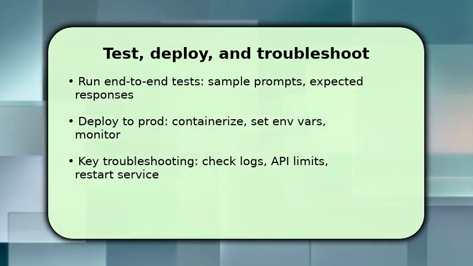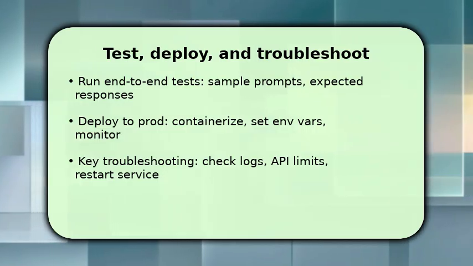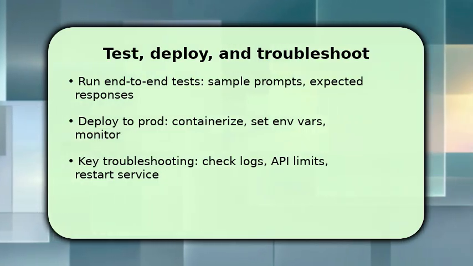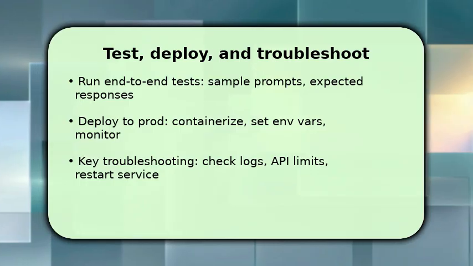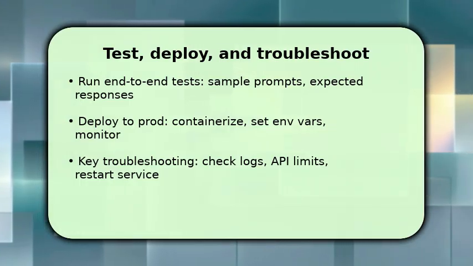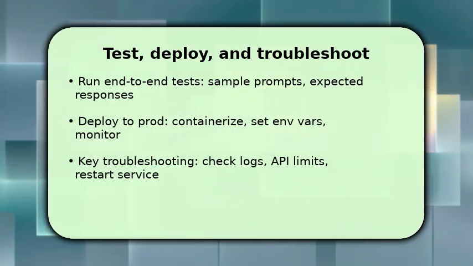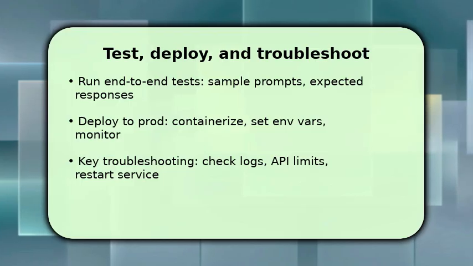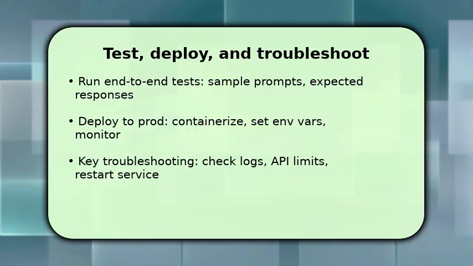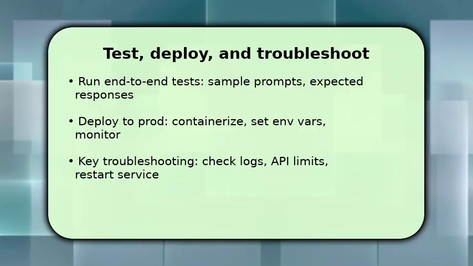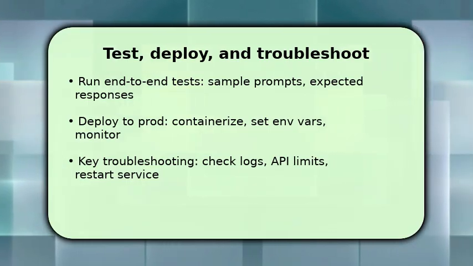Once satisfied, package your bot for deployment, containerize or use a service, set production and VARs, and enable monitoring and alerts. Make sure to validate performance post-deploy. If things go wrong, check logs for errors, verify API quota and keys, and restart the service. That single step often clears transient issues.